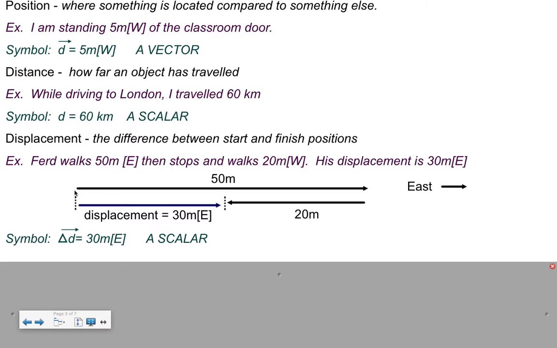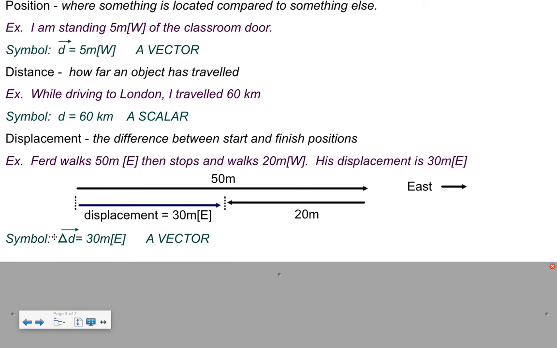He walks 50 meters east. So we're saying east is in the right direction. He turns around, walks 20 meters west. So his displacement is the difference between where he started and where he finished. He started here, he finished here, so he finished 30 meters east of where he started. And that makes it a vector. That was really dumb.